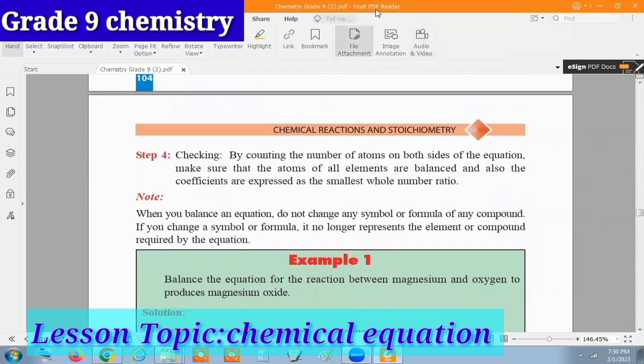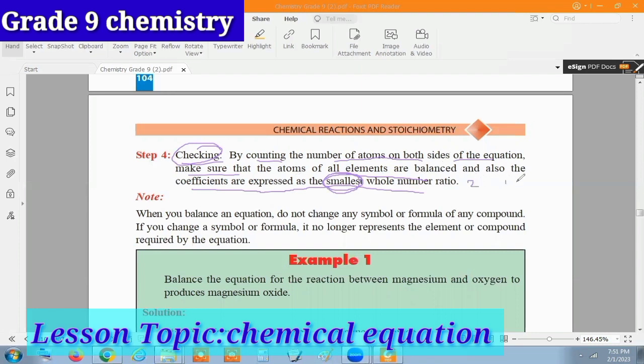The fourth and last step is checking. Finally, you have to check whether each atom is equalized or not. Checking means counting the number of atoms on both sides of the equation and making sure that the atoms of all the elements are balanced. Also the coefficients are expressed as the smallest whole number ratio. They must be expressed in terms of their smallest ratio.